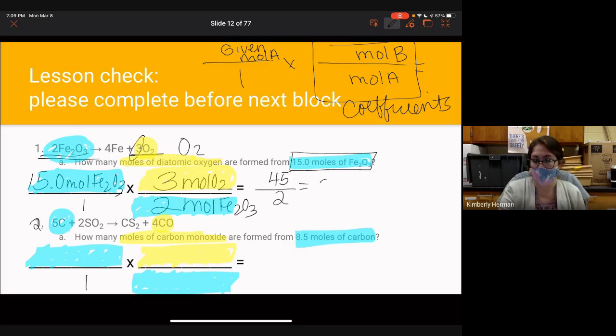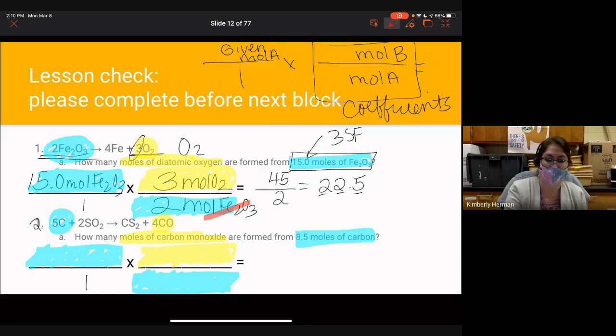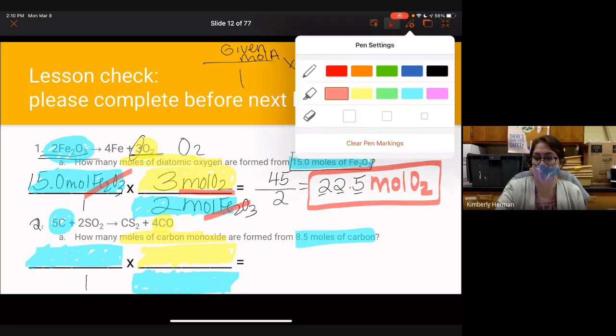And we get 22.5 as our answer. Now, how many sig figs are in 15.0? We see that that's 3 sig figs, and our answer is already in 3 sig figs for it too. Notice that our mole of Fe2O3 cancels out, and we would see that it is going to be moles of O2 for it. And that takes us through our first one in our lesson check. Now let's look at our next one for it.